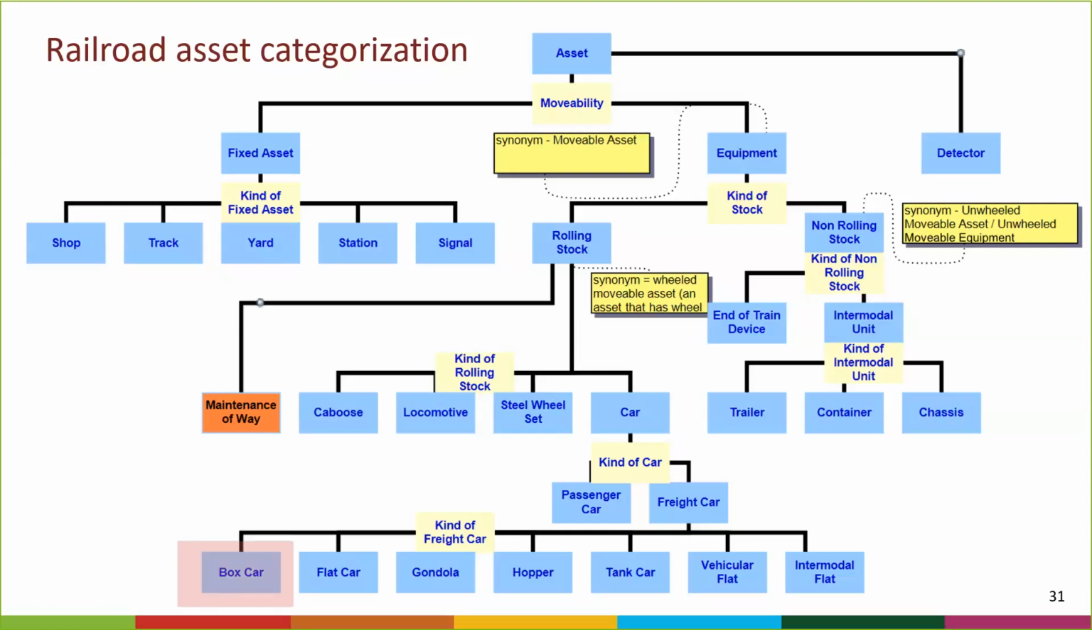Let's take boxcar for example, starting at the bottom of the hierarchy. So boxcar is a kind of freight car. You just follow me up through the black lines. A freight car is a kind of car. A car is a kind of rolling stock. A rolling stock is a kind of equipment. A synonym for equipment is movable asset. And equipment is a kind of asset. Now, I've just given you a very clear sense in this context of what a boxcar is. And that's very important.